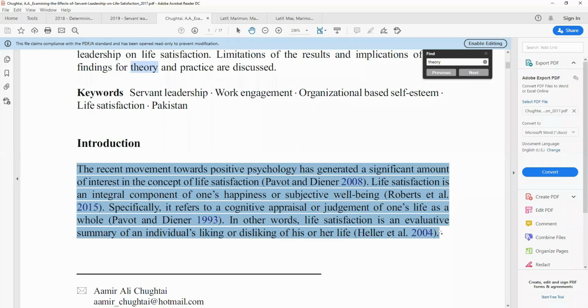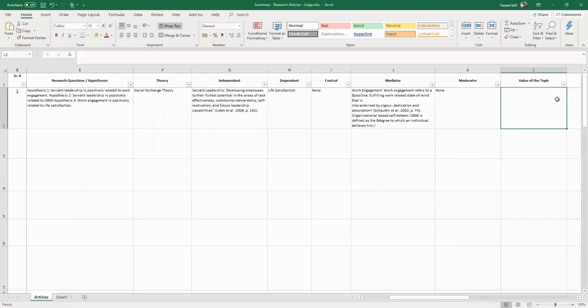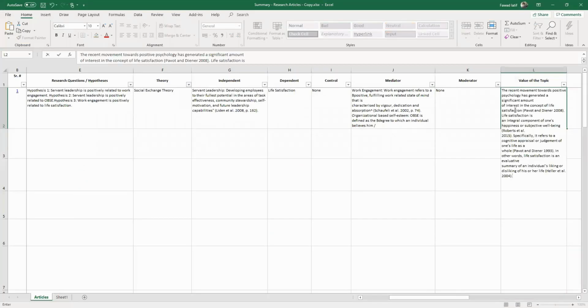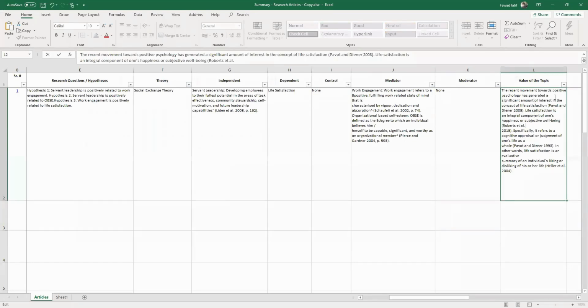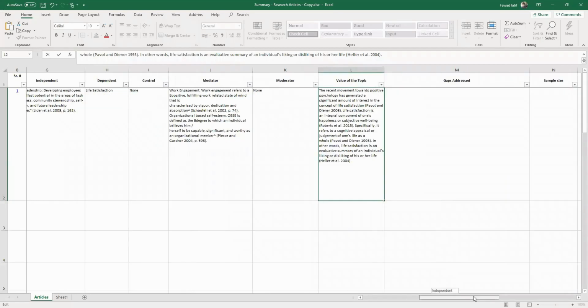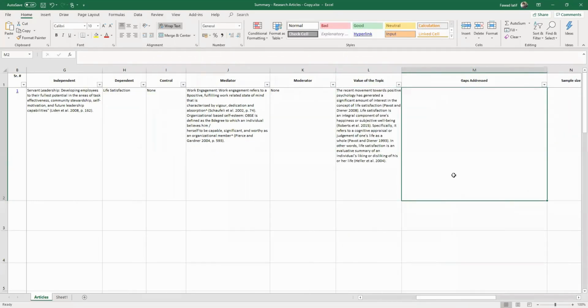So let's say we copy this and we put it into our Excel sheet. So this is how they express their value. Obviously, you can arrange the text in the cells later to take minimum space. And okay, so moving on. The next is, what gaps did they address?